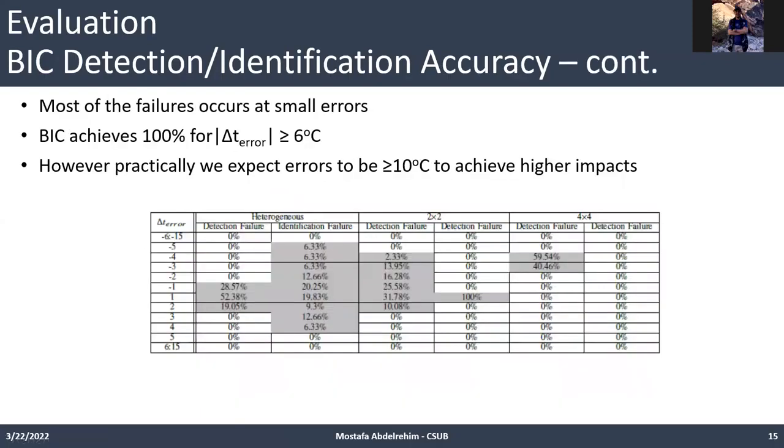Here is another insight, which is showing the percentage failures with delta T error. As we see here, most of the time we have zero failure, and the failures happen between -5 and 5. So basically the BIC achieves 100% success if delta T error is greater than or equal to 6 Celsius. And again, as a reminder, we are expecting that the errors will be more than or equal to 10 Celsius to achieve a higher negative impact, of course, for the attacker side.